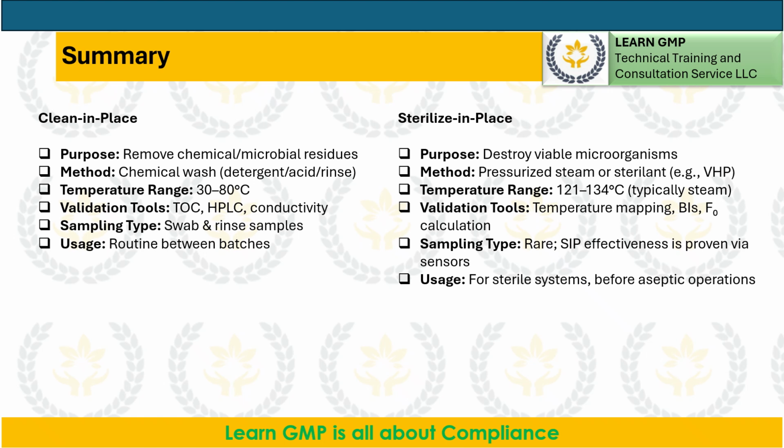Usage, routine between batches. Sterilize in Place. Purpose, destroy viable microorganisms. Method, pressurized steam or sterilant, for example, VHP. Temperature range, 121 to 134 degrees Celsius, typically steam. Validation tools, temperature mapping, biological indicators, F0 calculation. Sampling type, rare. SIP effectiveness is proven via sensors. Usage, for sterile systems before aseptic operations.